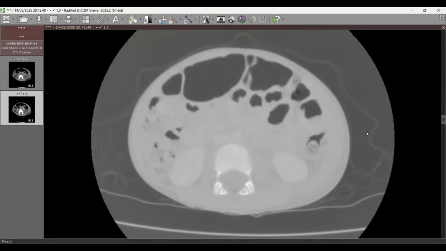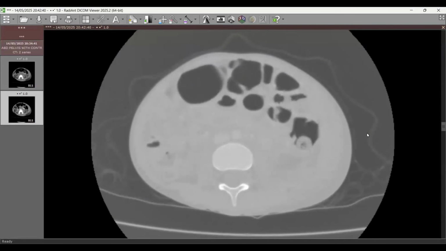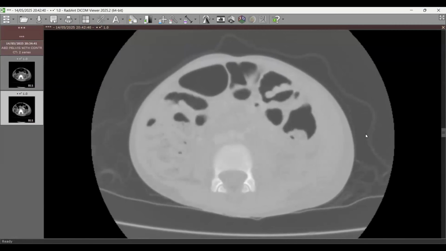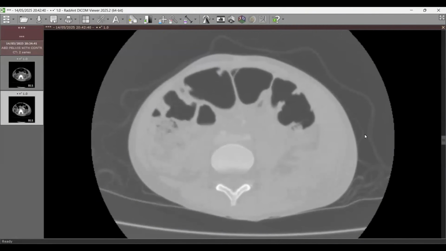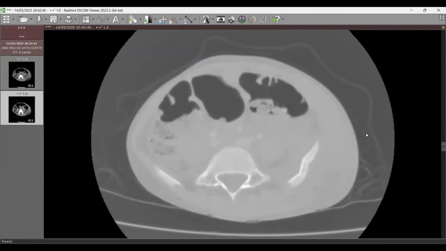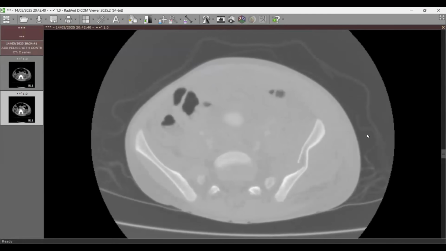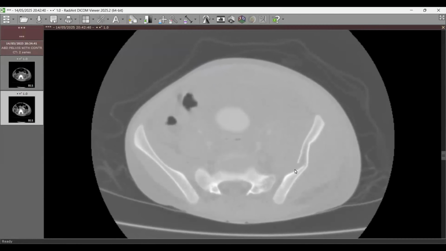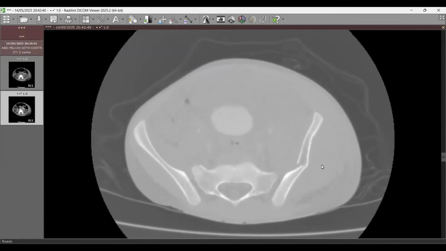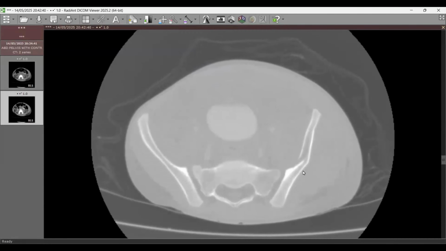So I'm checking the whole of the lumbar spine for the presence of any fracture involving the lumbar vertebrae. There is also a fracture seen involving the left iliac blade. It is involving the inner cortex with a depressed fracture.